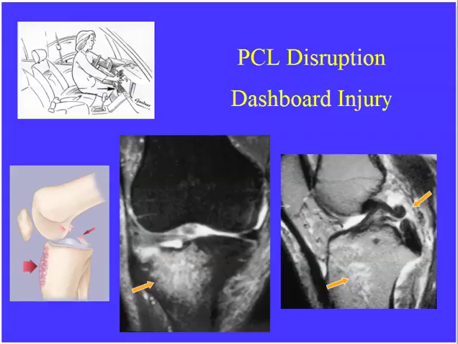And the dashboard mechanism of injury is the mechanism associated with disruption of the PCL. We see the tibia in the flexed knee. The tibia is driven posteriorly. You get a bone contusion along the anterior aspect of the tibia, as we see here. If you see this bone contusion pattern, think about disruption of the posterior cruciate ligament. This can occur in an MVA. It can occur if someone falls on a flexed knee and drives the tibia posteriorly. I've seen several of these in football players.